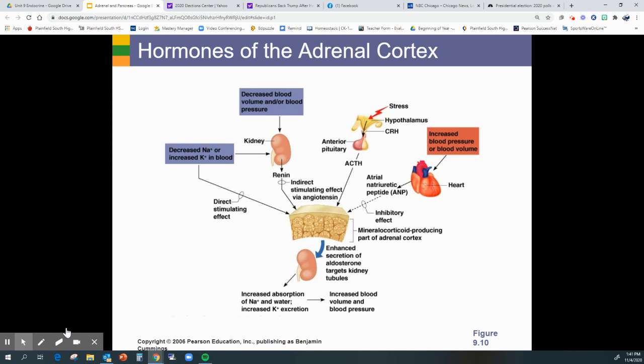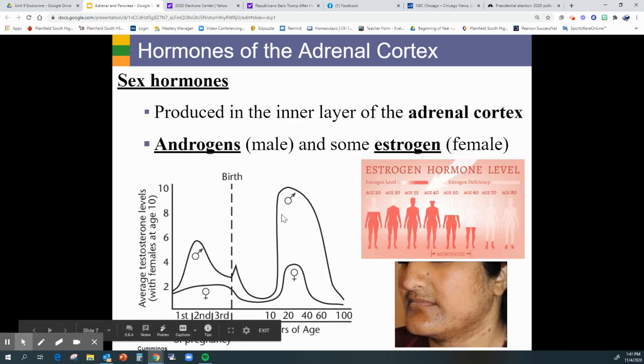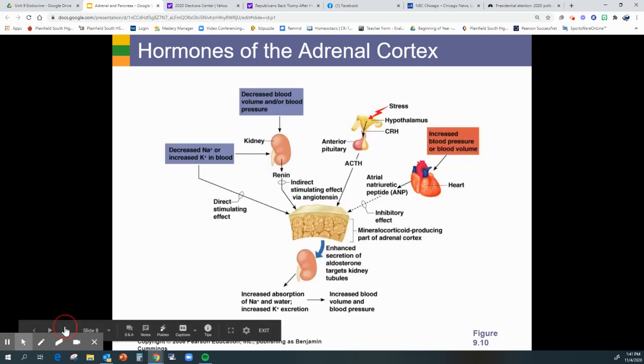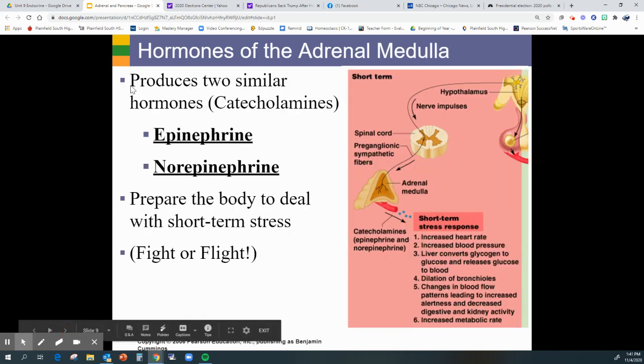Okay, this just shows you the flow chart for those. Let's skip over those real quick. All right, the cortex itself can also secrete sex hormones. They're produced mostly by the inner layer of the adrenal cortex, and the main one here is androgen, which is testosterone for males, and estrogen, which is the hormone for females.